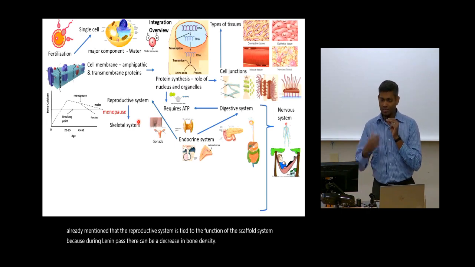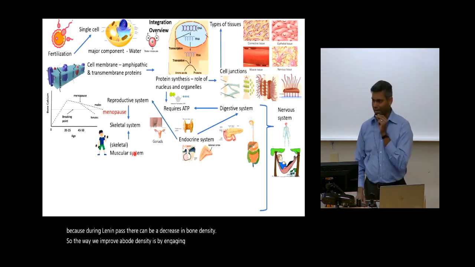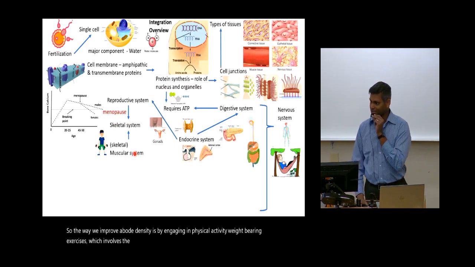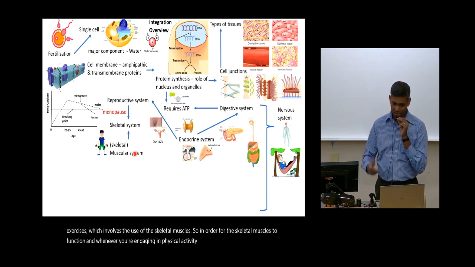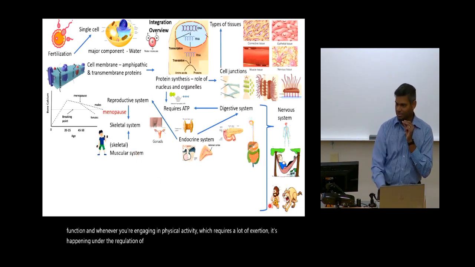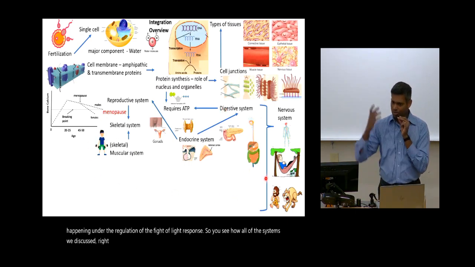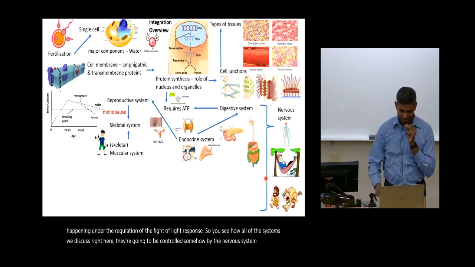So the way we improve bone density is by engaging in physical activity, weight bearing exercises, which involves the use of the skeletal muscles. And whenever you're engaging in physical activity which requires a lot of exertion, it's happening under the regulation of the fight or flight response. So you see how all of the systems we discuss right here are going to be controlled somehow by the nervous system. So this is showing you how things are integrated.